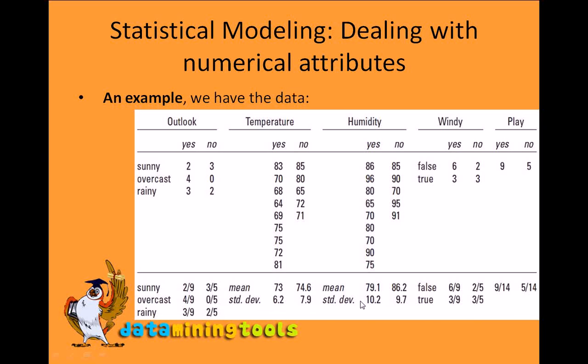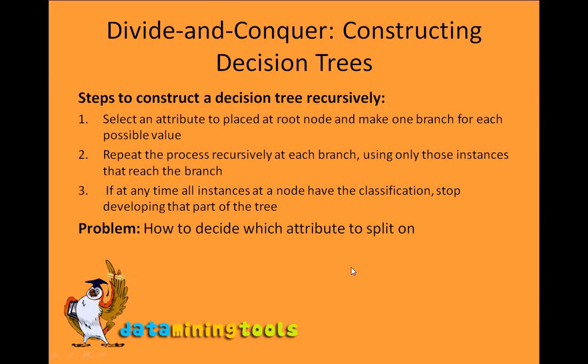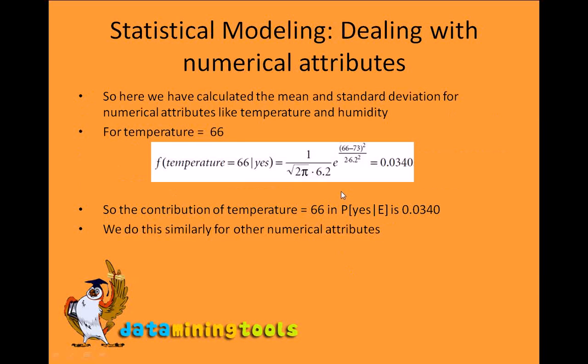Say in our unclassified instance we have temperature equal to 66. We just put that in our formula for f(x), and we have the contribution of temperature equal to 66 in the likelihood. So in the likelihood of yes, we'll just put 0.0340, and we repeat the same for other numerical attributes as well.